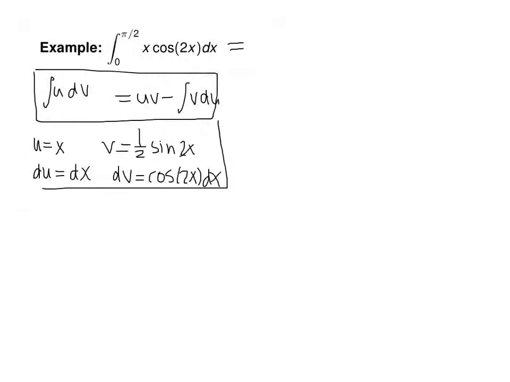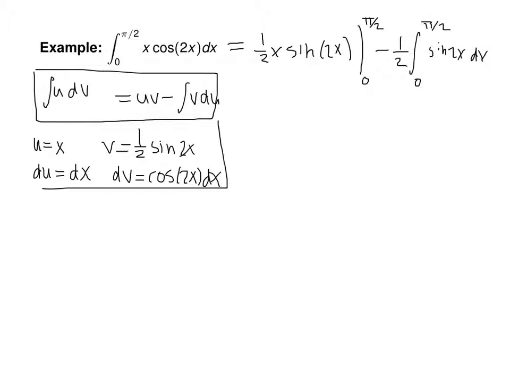So this will equal uv, so 1/2 x sine of 2x, and because I have a definite integral, I must evaluate that from 0 to pi over 2, minus the integral of v du. So minus 1/2 the integral of sine 2x dx from 0 to pi over 2. Now plugging in pi halves, I will have pi over 4 sine pi minus 0. I think that whole first term is going to be 0.